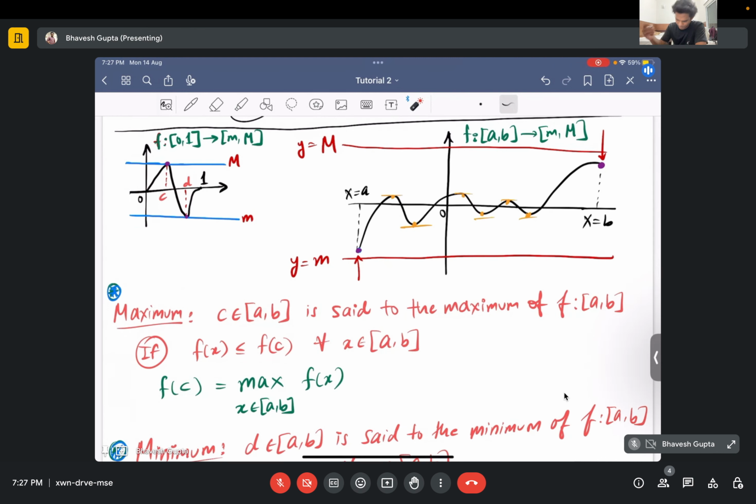So if you want to see that in a proper sense, I can show you that in this sense. Let's say over here, let's say this is x equal to c, right? And this is f of x, some function.